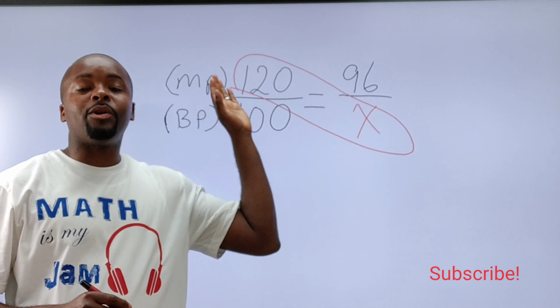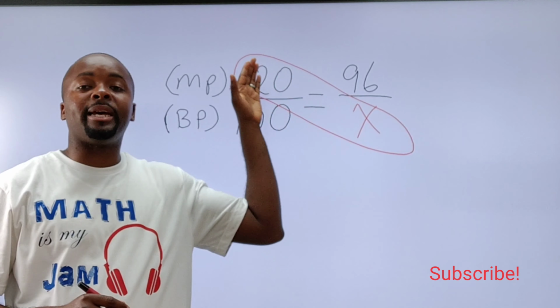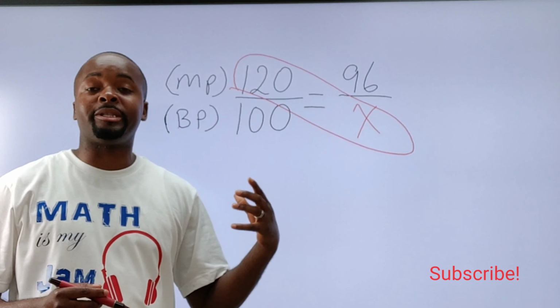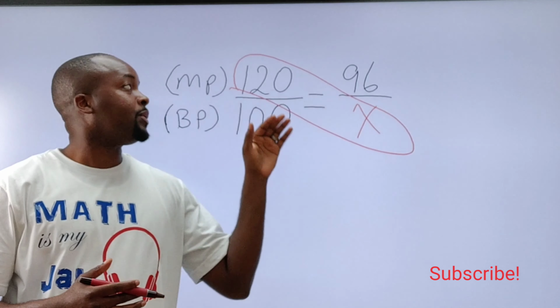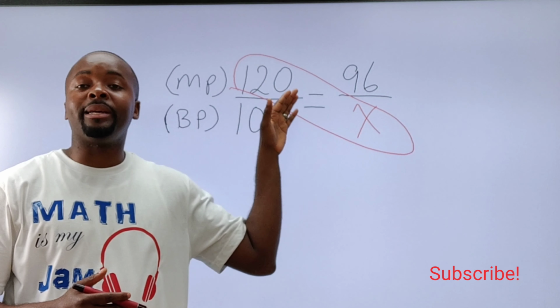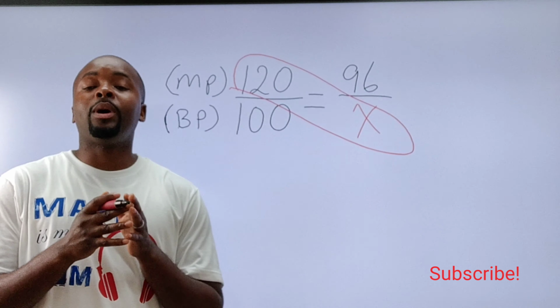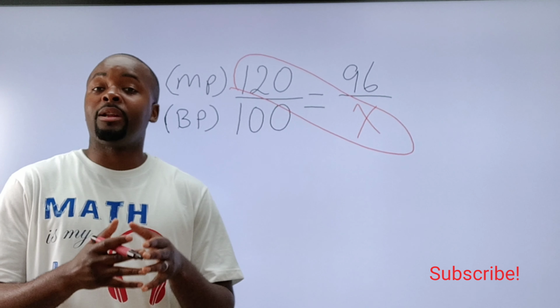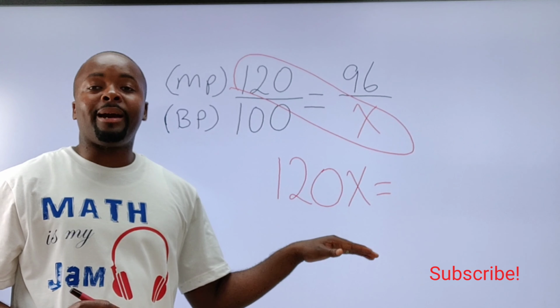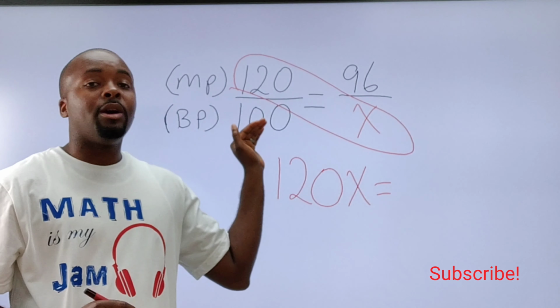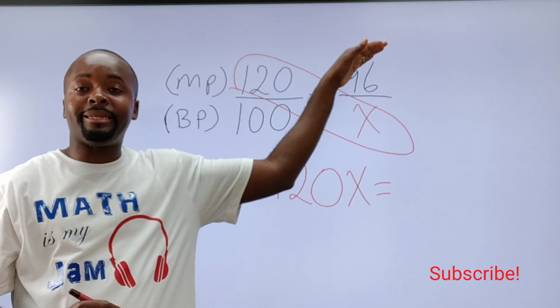It's good practice to go ahead and cross multiply the number that will multiply with the variable first to give us our variable on the left hand side of our equation. And so here we're going to have 120 times x. When we do 120 times x, we get 120x. We're going to also bring down our equal sign, and then we're going to cross multiply 100 times 96.